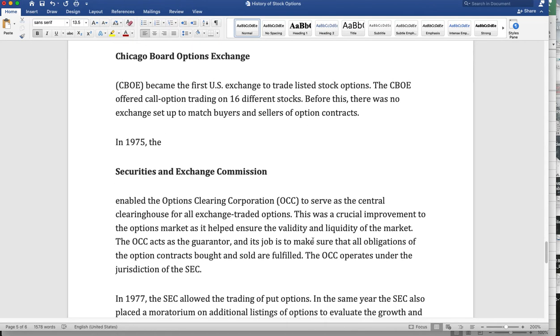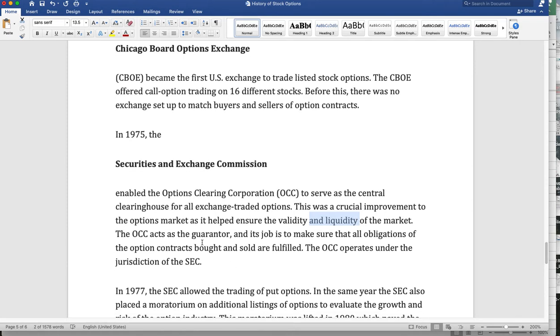Then in 1975, that's where the SEC got involved, the Securities and Exchange Commission. You guys might have heard about them, called the SEC. They go after companies and stuff like that. They enabled the Options Clearing Corporation, which is the OCC, to serve as a central clearinghouse for all exchange-traded options. This was a critical improvement to the options market as it helped ensure the validity and the liquidity of the markets. Okay, basically the checks and balances.